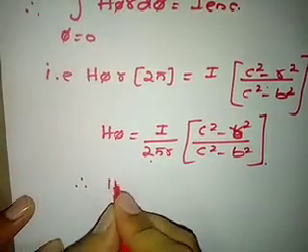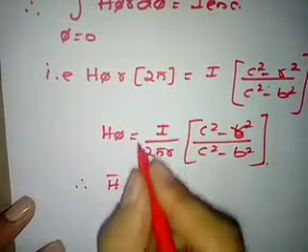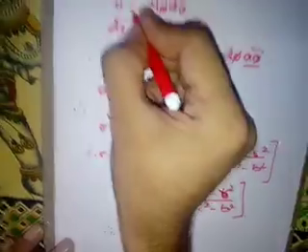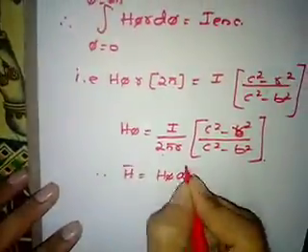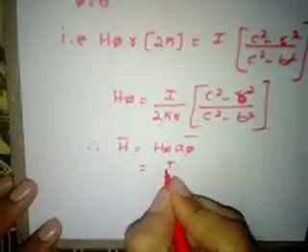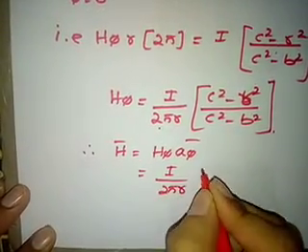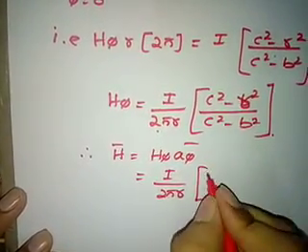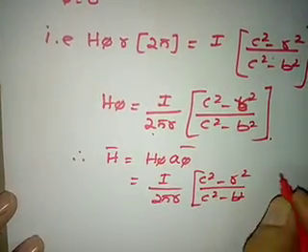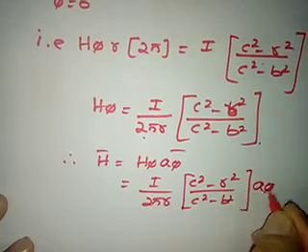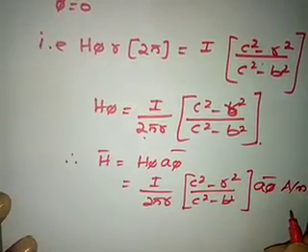Therefore what will be h bar then? H bar is h phi a phi bar. So h phi is I divided by 2 pi r into c square minus r square divided by c square minus b square, into a phi bar ampere per meter.